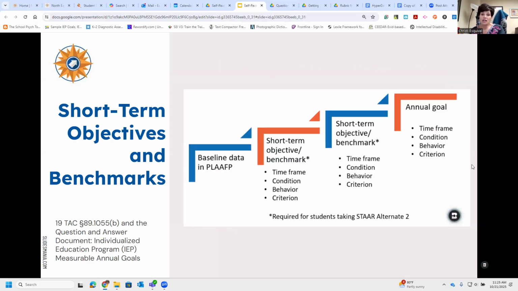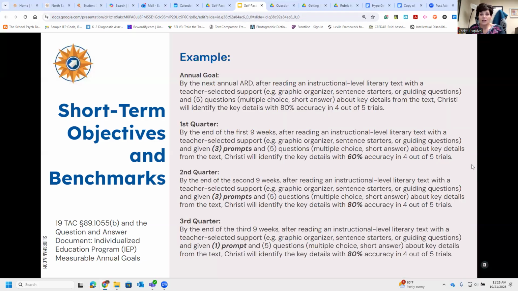We said that short-term objectives or benchmarks are the intermediary steps towards mastering an annual IEP goal. When crafting short-term objectives or benchmarks, the time frame, condition, behavior, and/or the criterion for mastery can all be adjusted. Here's an example of adjusting the conditions and mastery criteria in the objectives.